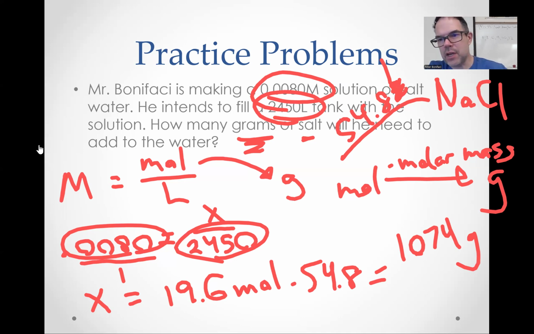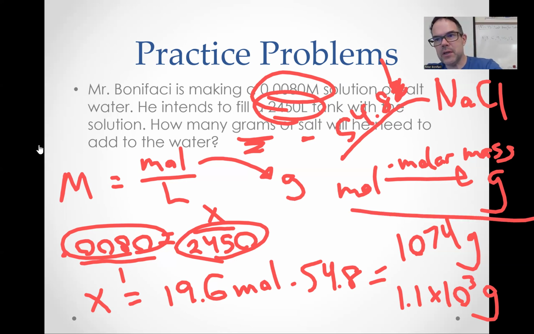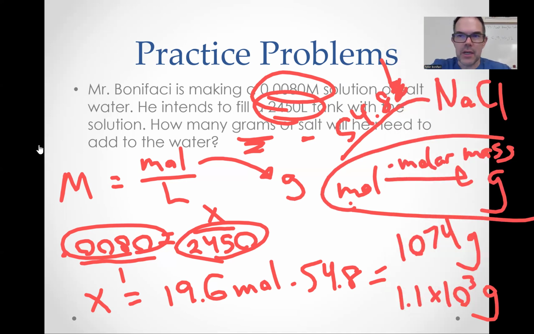You can put it in scientific notation if you want to, but in the end, if you do it fancy, it'll be 1.1 times 10 to the 3 grams. Okay, so it's similar to the previous problem, but the new step here is we have to go from moles to grams. The way we do that is moles to grams by multiplying by the molar mass. Okay.